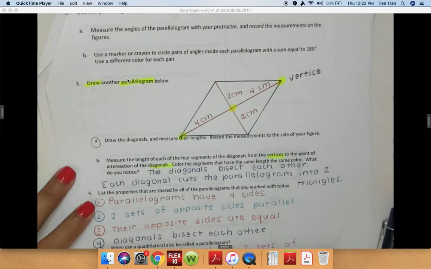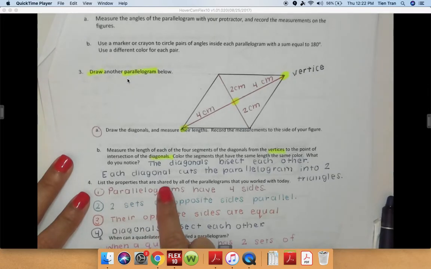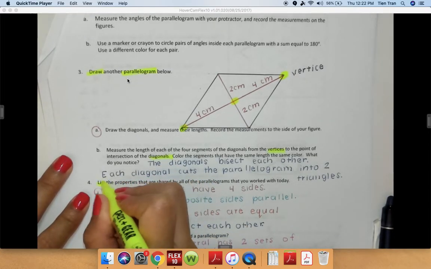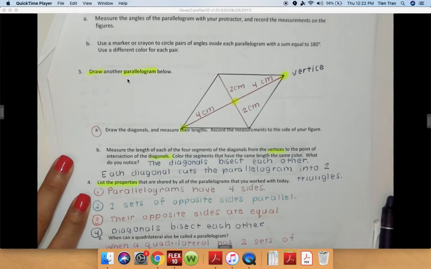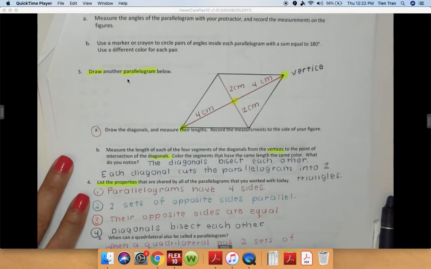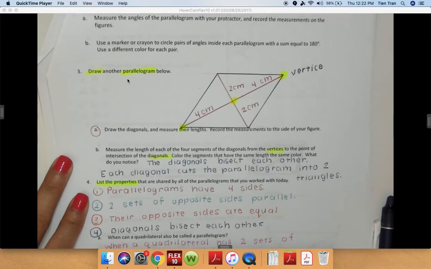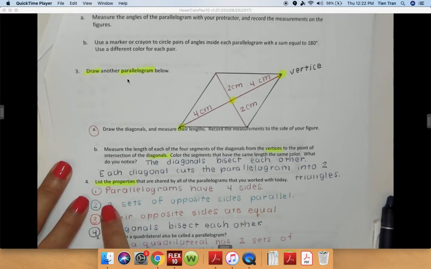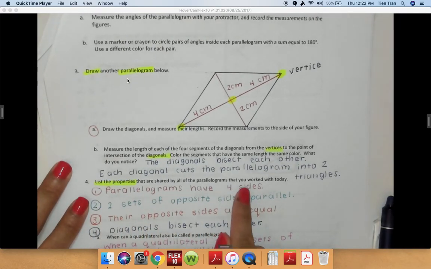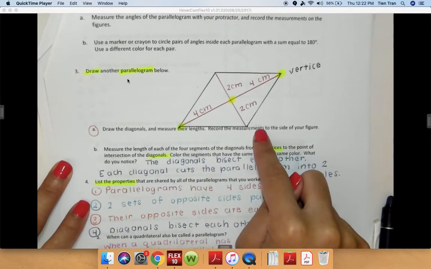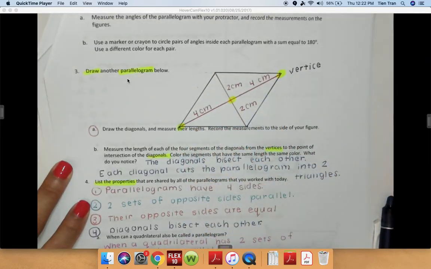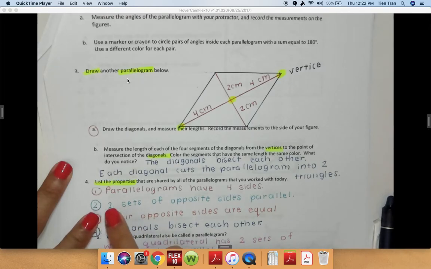Okay? Now, number 2, list the properties that are shared by all the parallelograms that you worked with today. So I'm listing properties. Property means, not property like in a house or land, but in this case in math, it is what distinguishes them apart, okay? So a parallelogram must have 4 sides. You notice there is 1, 2, 3, 4. There are 4 sides.